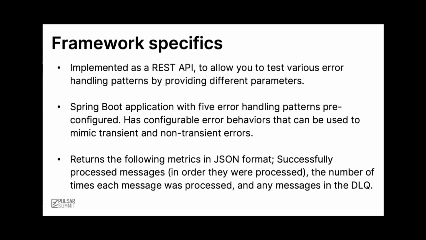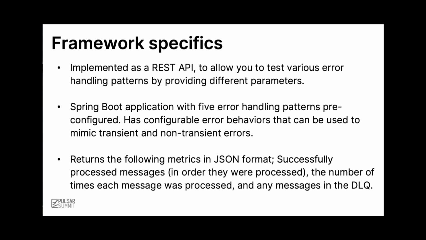Now, at a very high level, before I get into the code, I just want to say that it's implemented as a REST API, so you get an endpoint where you can connect and very easily test these various error handling patterns by providing different parameters. Under the covers, it's implemented as a Spring Boot application with the five error handling patterns pre-configured. Obviously, you can change the behavior. Once you download it and expand it, you can add some new scenarios however you see fit. It has configurable error behavior as well, as we'll talk about in a little bit, so I can mimic transient and non-transient errors. And as an output, it returns JSON.